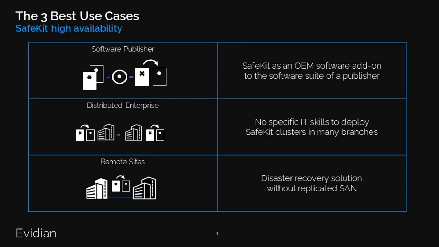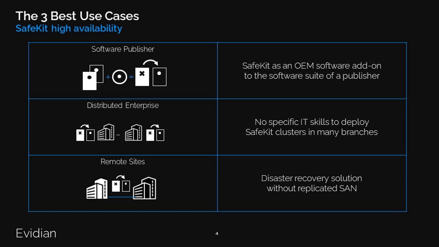Here are listed the 3 best use cases of SafeKit by our customers. The first case is very original because it is completely linked to the SafeKit software-only property. This is a software publisher that adds in its catalog a high availability option for its application. For this, it uses SafeKit as an OEM product. Then, it deploys multiple times to its customers its highly available application without any difficulty.